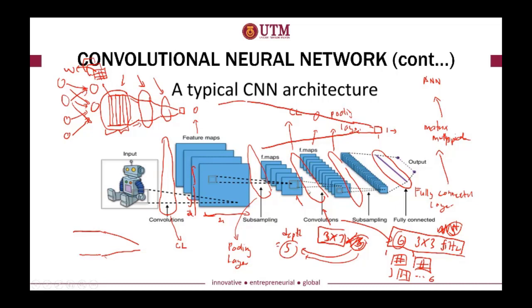So you can arrange that in any way that you like, but you must end up with a fully connected layer. So that is the CNN. But where does the normalization actually happen?